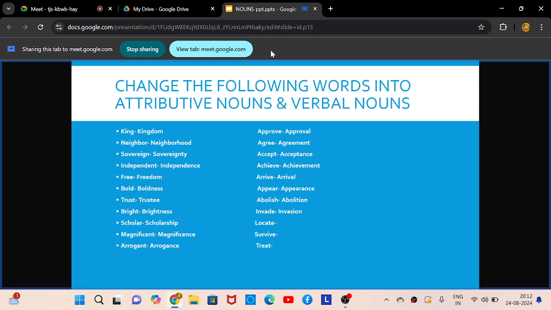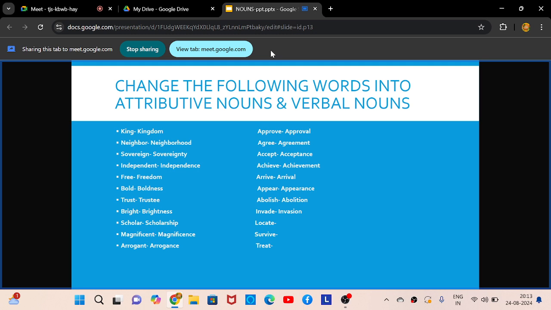Treat. You can try treaty. No, no, no. It's not treaty. I will give you one more chance. It's very easy. What did you do for achieve? Achieve, okay. What is the attributive noun of achieve? Achievement, okay. So what will be the attributive for treat? Treatment. Yes, that's it. Okay, good.